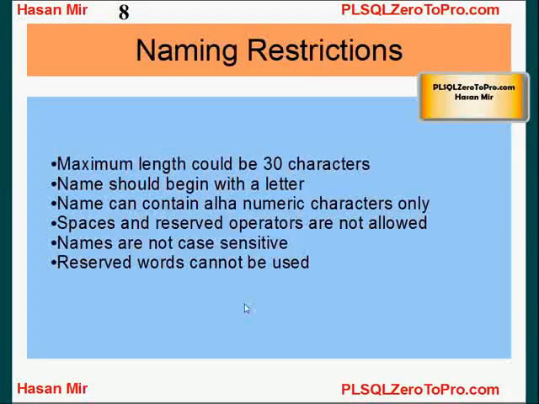You should give reasonable names to your variables. However, there are some restrictions. The name cannot exceed 30 characters. Name should always begin with a letter. You cannot begin a variable name with a number. Name can contain alphanumeric characters only. Spaces and reserved operators are not allowed. Actually there are some exceptions to this rule, that the name should contain alphanumeric characters only. That's what you should stick to though.